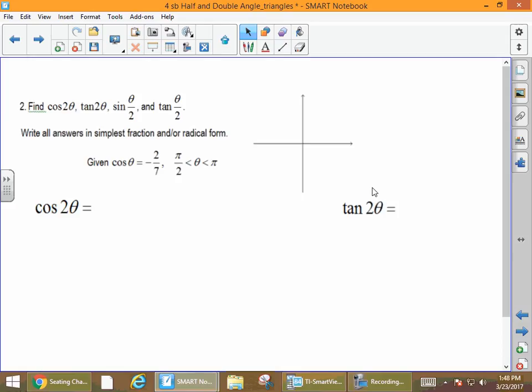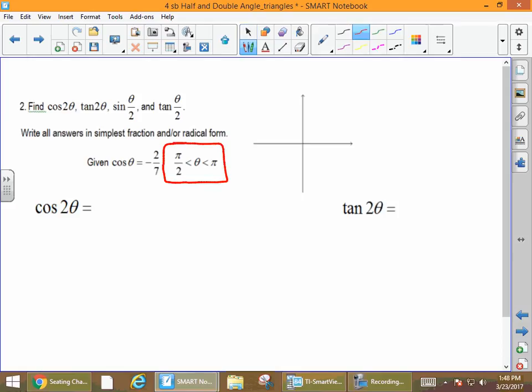But here's what we've got. We've got find cosine of 2 theta, tangent of 2 theta, sine of theta divided by 2, and tangent of theta divided by 2. We need to write all our answers in simplest fraction form or simplest radical form, both, really. But the first thing that I look at and think is most important is this part right here. Pi over 2 is less than theta is less than pi. And if we need to, we can go back and label our quadrantals in our coordinate plane here.